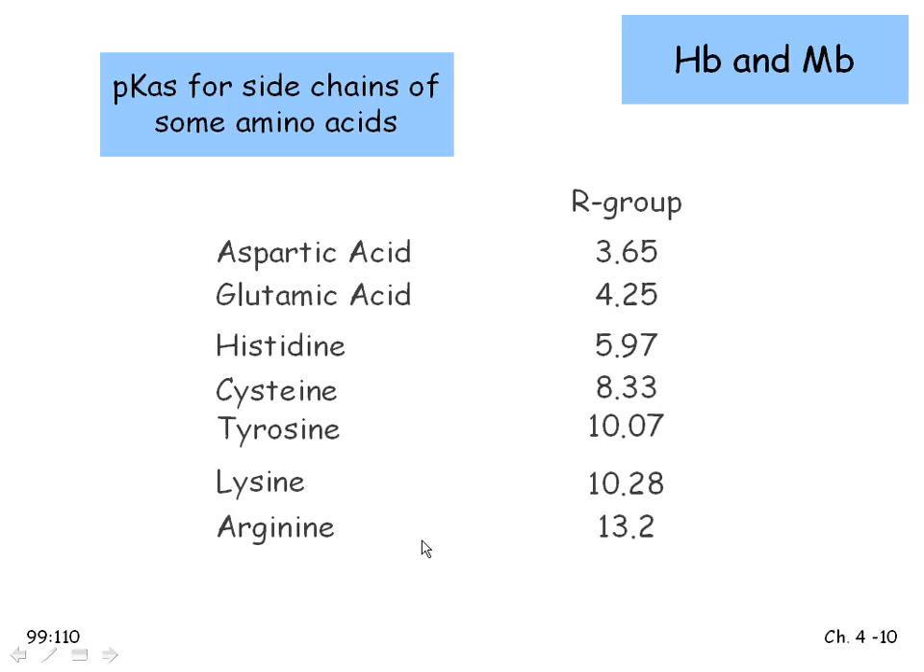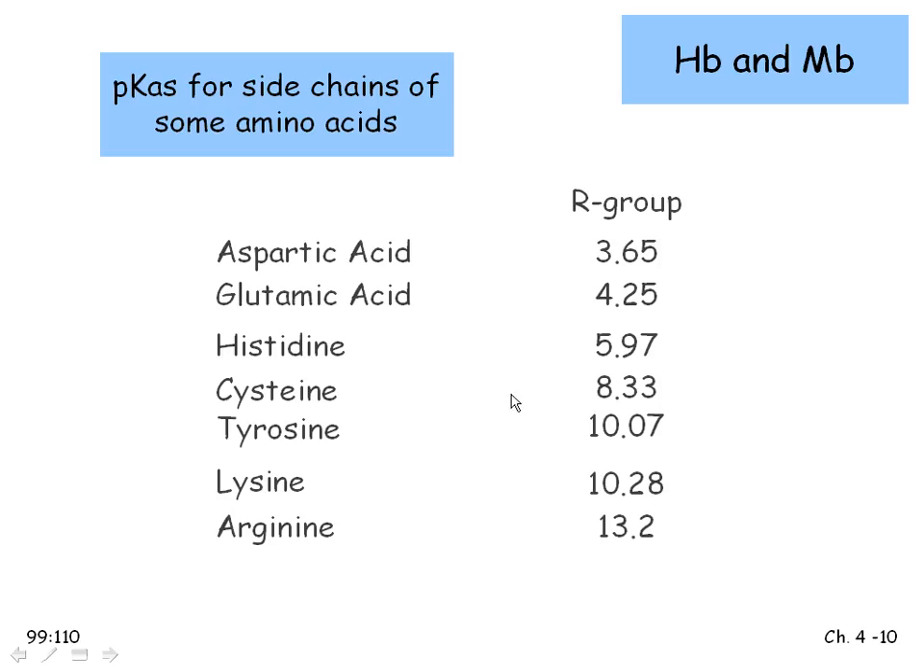This is sort of a summary for you of some of the pKa's of these side chains. Both aspartic acid and glutamic acid have an acid side chain. The glutamic acid's pKa is a little more neutral. Of course, it has that somewhat longer side chain, so that affects how acidic that side chain is.